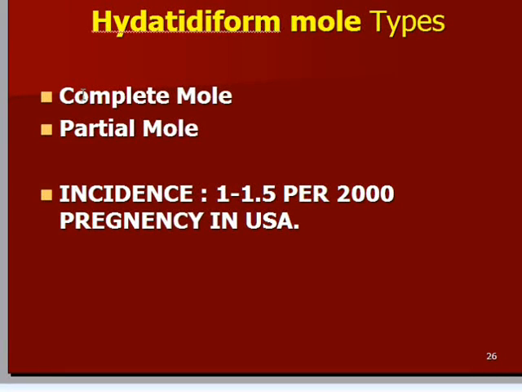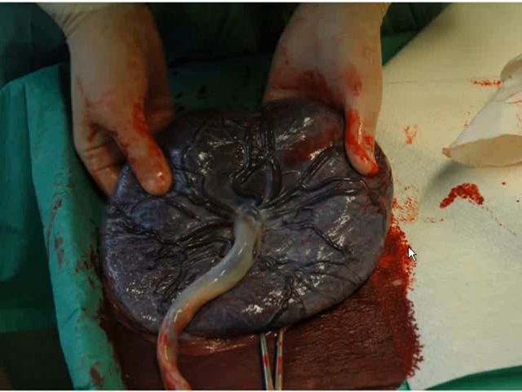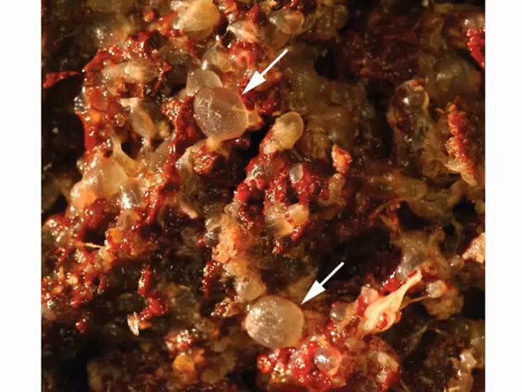When these villi become cystic, like grape-like structures. So let's see exactly how the hydatidiform mole looks. This is the normal placenta. Have a look at this carefully. Now you can see the distinct difference.